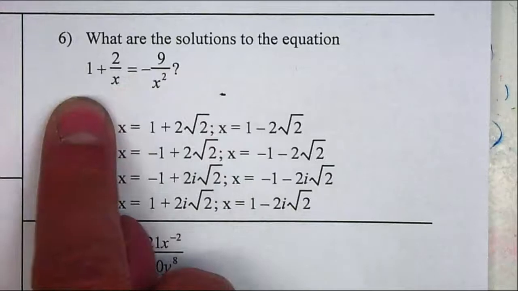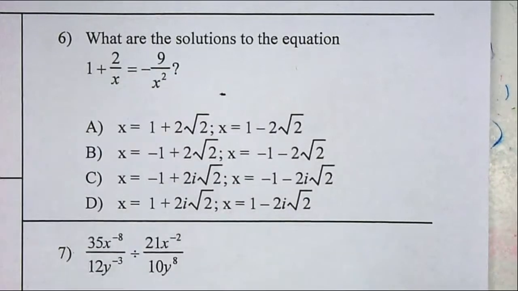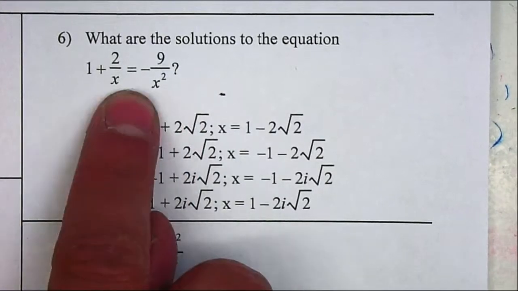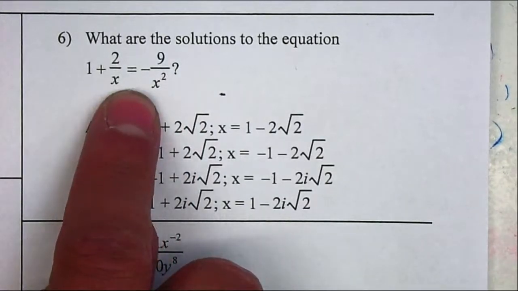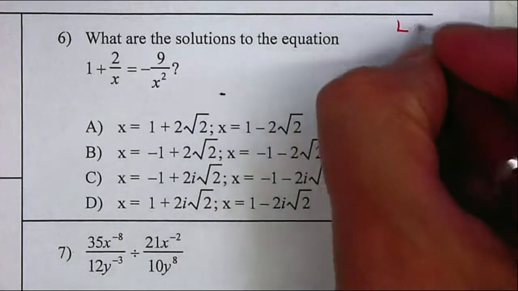The following equation has fractions. Most of the time when you have fractions in equations, you want to get rid of the denominator. It will be much easier to solve afterwards. So I want to get rid of that denominator, and therefore I'm going to multiply by my LCD.